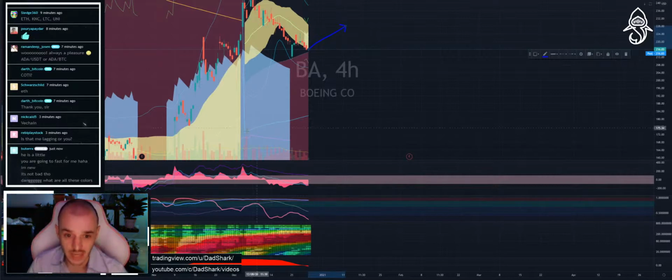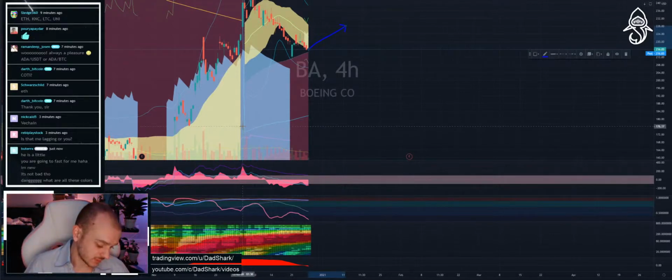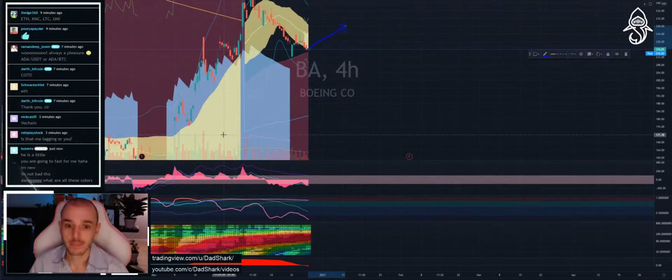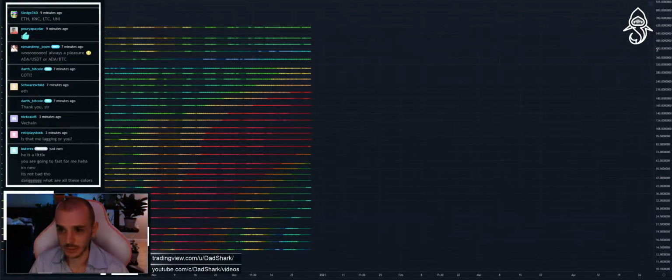Dang, what are all these colors? I know what you mean, man. Colors in the background, I mean, those are my smart lights, but you probably aren't asking about those. This is a volatility heat map. This is probably what you're asking about.